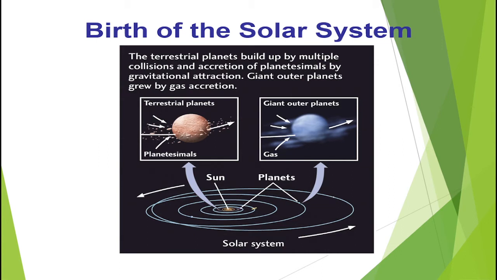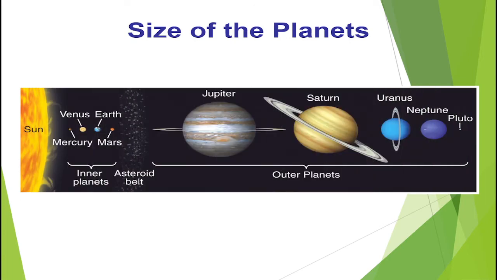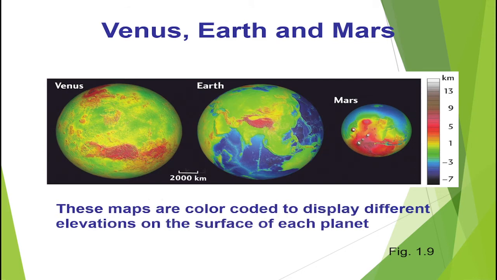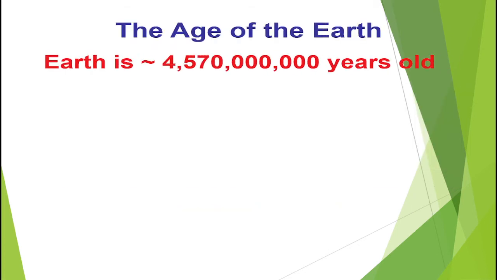Here are the size comparison of planets. Here is size comparison of Venus, Earth, and Mars. These maps are color-coded to display different elevations on the surface of each planet. The age of the Earth is said to be 4.57 billion years old.